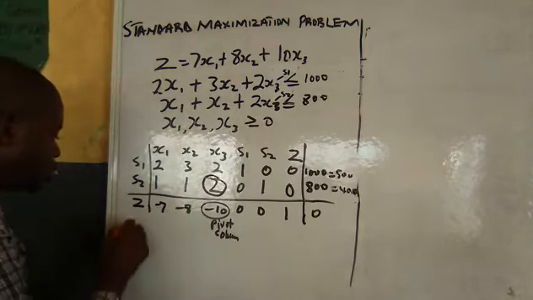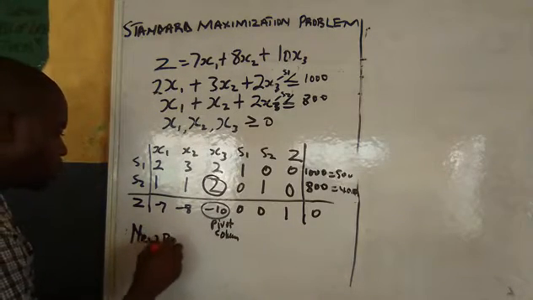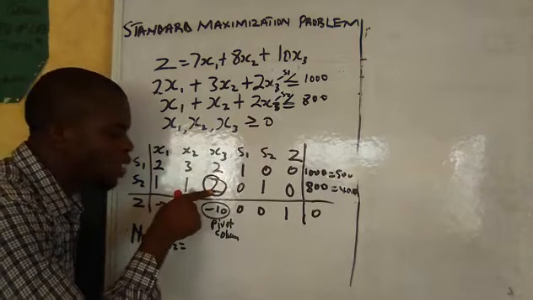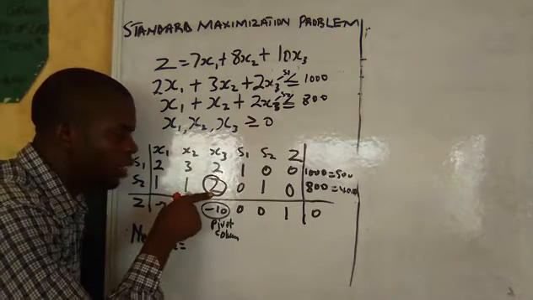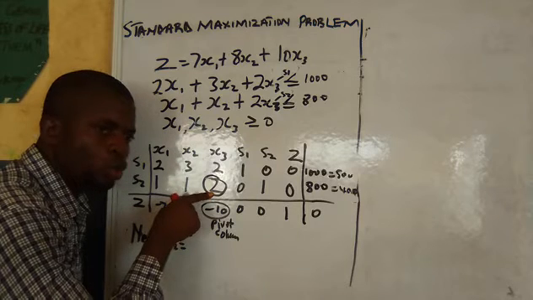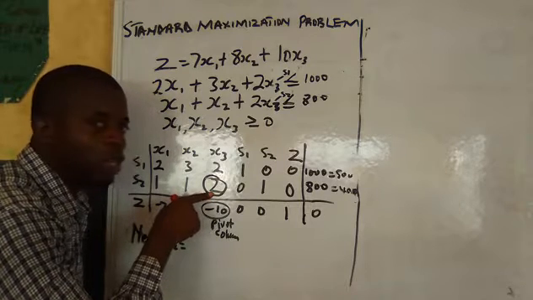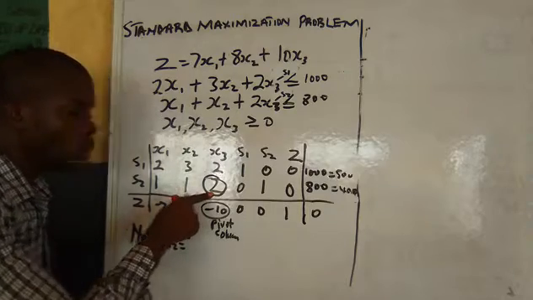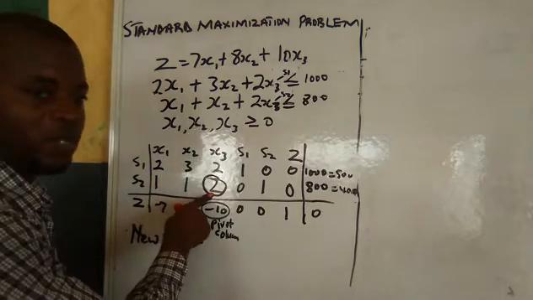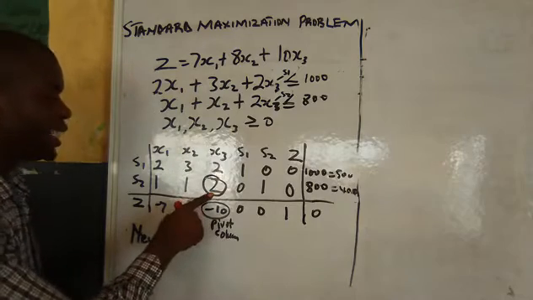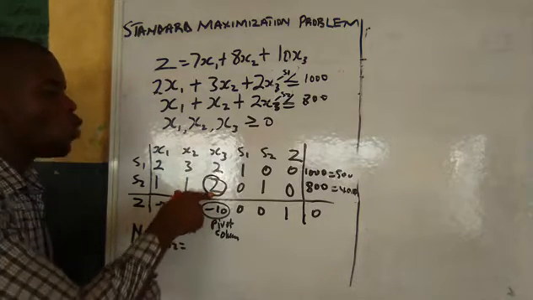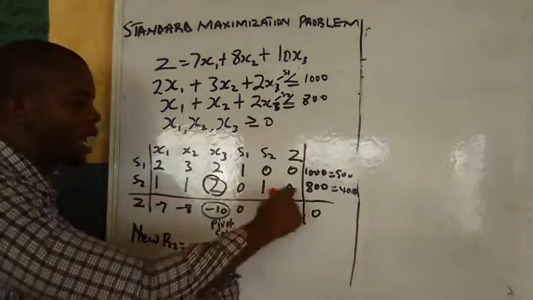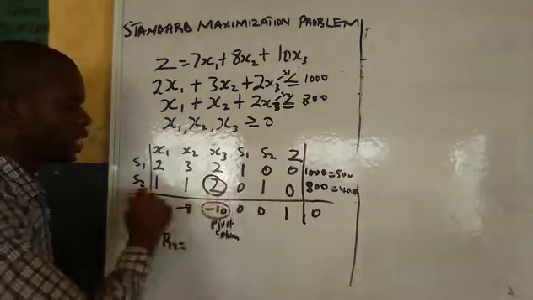To get your new row 2, you will convert this and ensure that whatever you have here must turn to 1. So what are you going to use to make this become 1? You're going to use 1 over 2. 1 over 2 divided by 2 will give you 1. It is that 1 over 2 you're going to use, which must affect all the numbers on this second row.